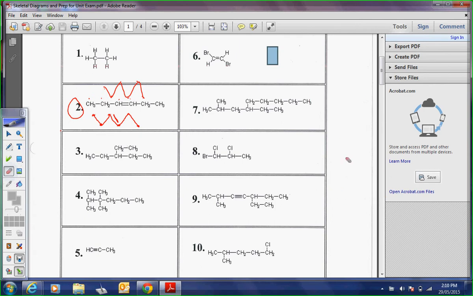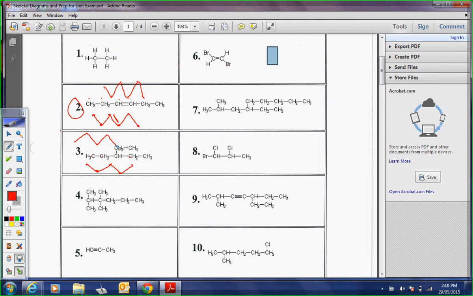Let's do number 7. Oh, actually, let's do number 3. It's a little easier than number 7 first. How many carbons here on number 3? 7. 5 in a row. Pardon me, I should have said how many in our longest chain. 5. So we're going to go 1, 2, 3, 4, 5. I don't have to start up and go down. I could have gone 1, 2, 3, 4, 5 if I like. It's the exact same thing.